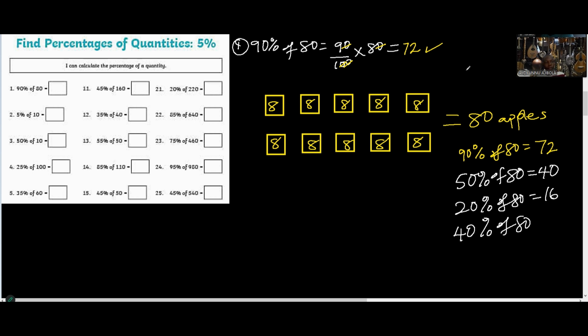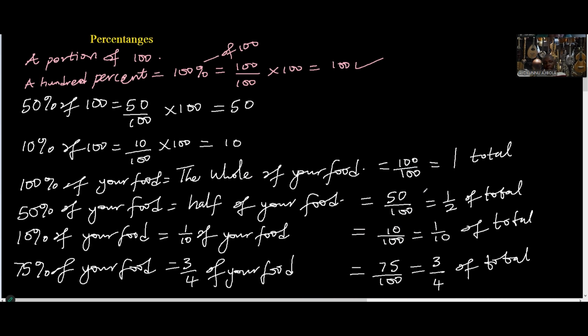Let me see. Four of the boxes. Four, not five. That would be 20, 32. So 40% of it is what? 32. Now listen again to the explanation.